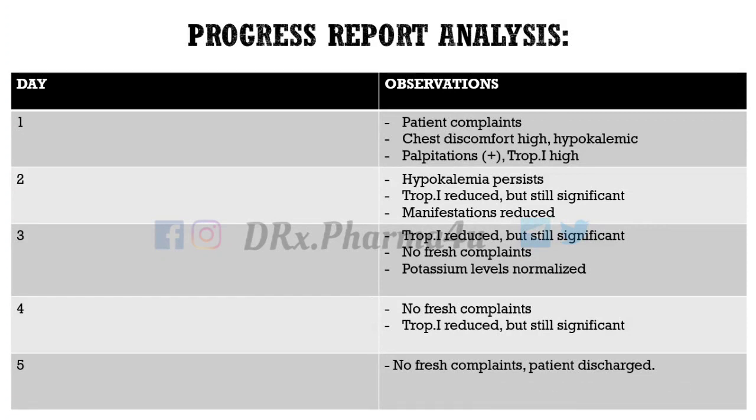On the second day, the hypokalemia was still there. Troponin was actually a bit reduced, but it was still significant. Manifestations started reducing a bit. Potassium levels normalized. Troponin reduced on the third day, but again it was still significant. There were no fresh complaints. There were no fresh complaints on the fourth day as well. Troponin reduced, but it was still significant. And the same thing on the fifth day also, the troponin was 61. It was less compared to the 99 on the first day, but it is still significant. The patient had no fresh complaints and the patient got discharged.